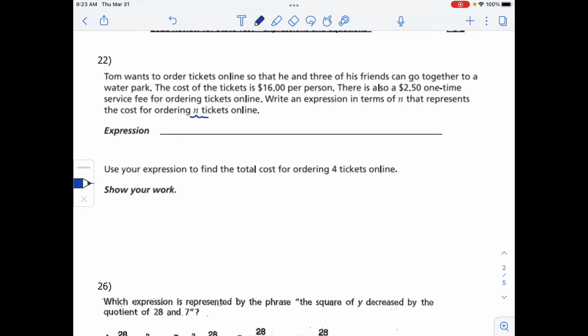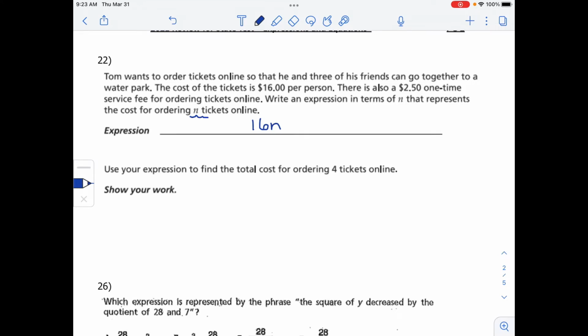Okay, so the cost of tickets is $16 per person. So $16 per ticket, in other words. So if we're buying 1 ticket, we would do 16 times 1. If we're buying 2 tickets, 16 times 2. 3 tickets would be 16 times 3 to get the cost of all the tickets. So we're multiplying 16 times the number of tickets.